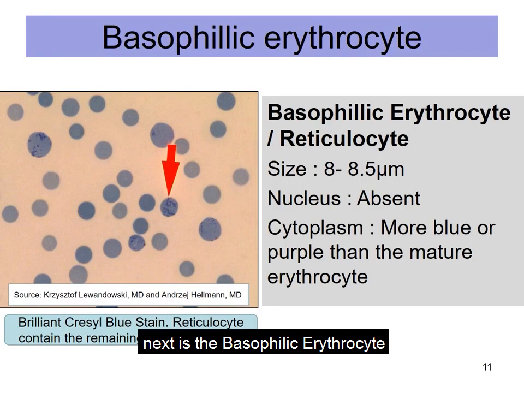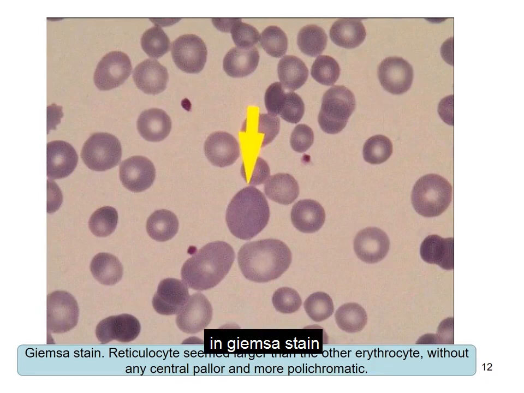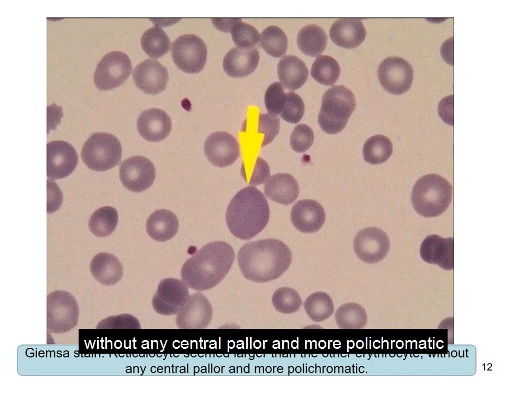Next is the basophilic erythrocyte, or we usually call it reticulocyte. It has no nucleus and the cytoplasm is blue or purple. In Giemsa stain, the reticulocyte seems larger than other erythrocytes, without any central pallor, and more polychromatic.